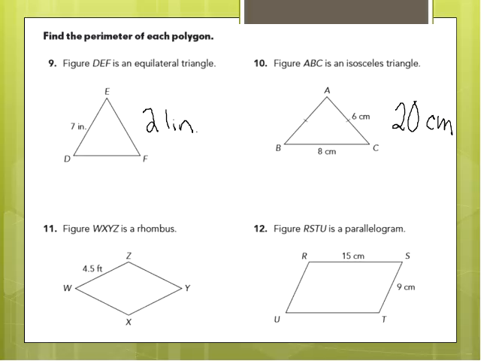Since you know that, you would double 9, which would be 18, and then you would double 15 too. That would be 30. So the total would be 48. 48 centimeters.